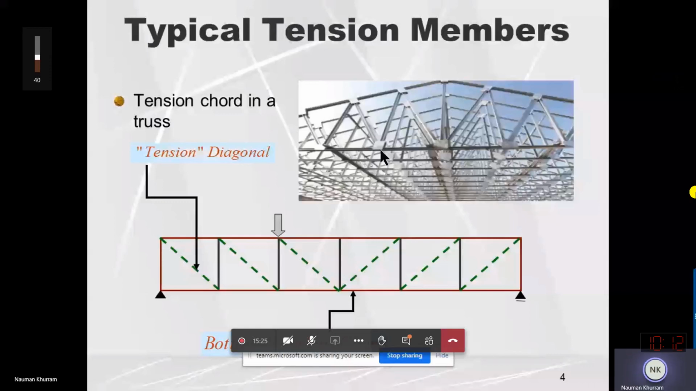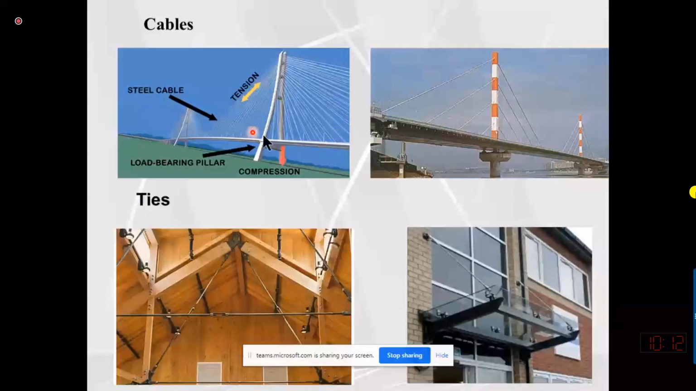Another example of a tension member is this cable-stayed bridge. In this cable-stayed bridge, the bridge deck is supported by cables. In the cable, due to the gravity load on the bridge deck, a tensile load is acting. So if we need to design this cable, we know the length of the cable, and we can compute the maximum tensile force acting in this cable due to the applied load. The only unknown is the cross-section of this cable. This is another example of a cable-stayed bridge.